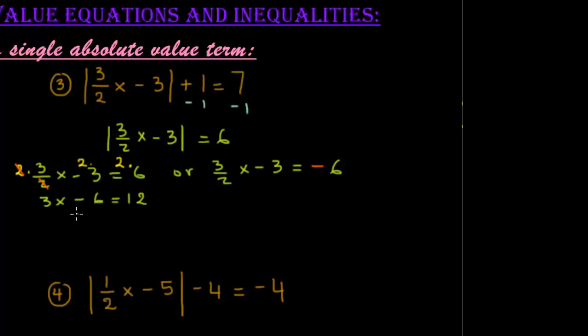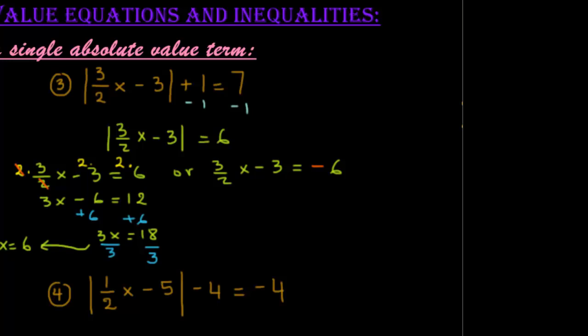And solve for x, so add 6 on both sides. Then 3x equal to 18, and we divide by 3 on both sides. That gives me x equal to 18 divided by 3, which gives me x equal to 6.